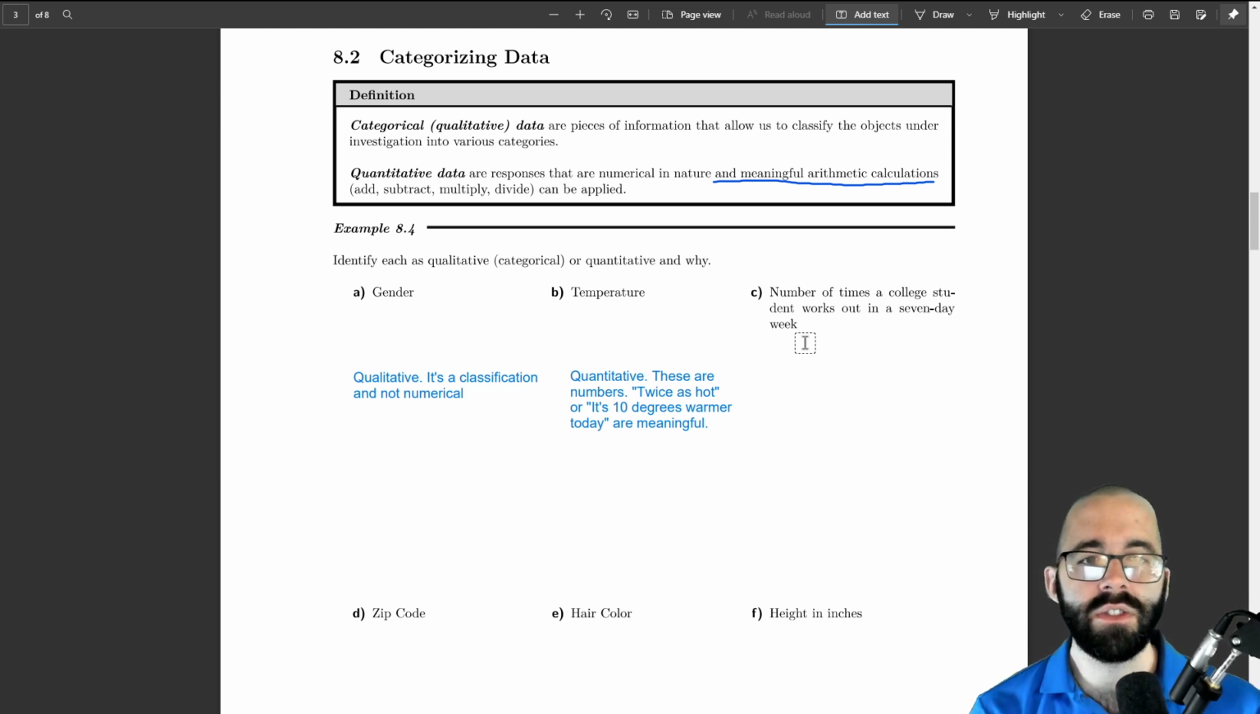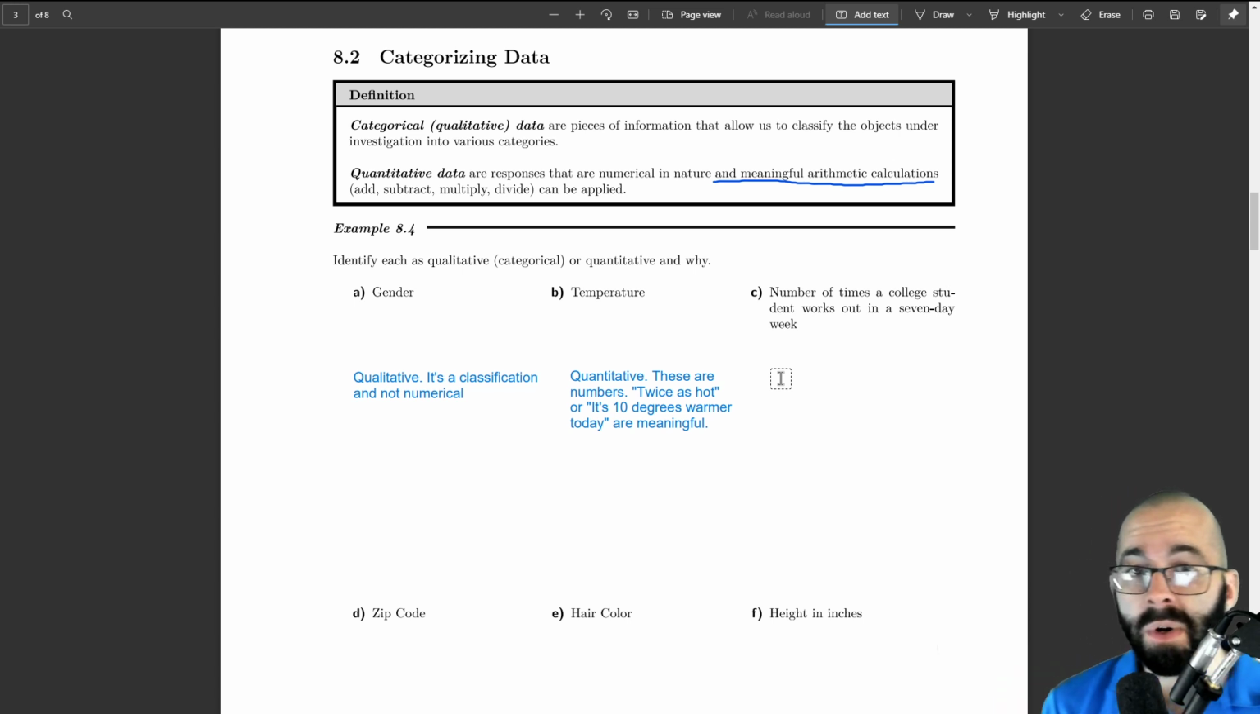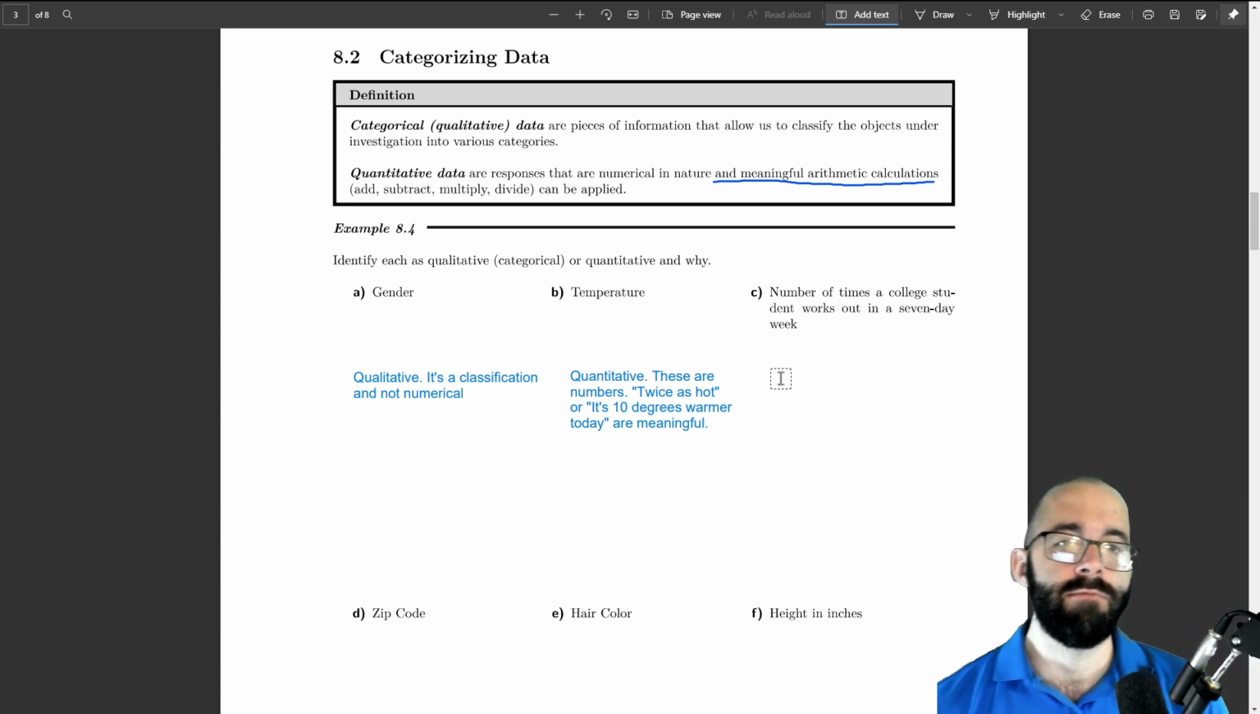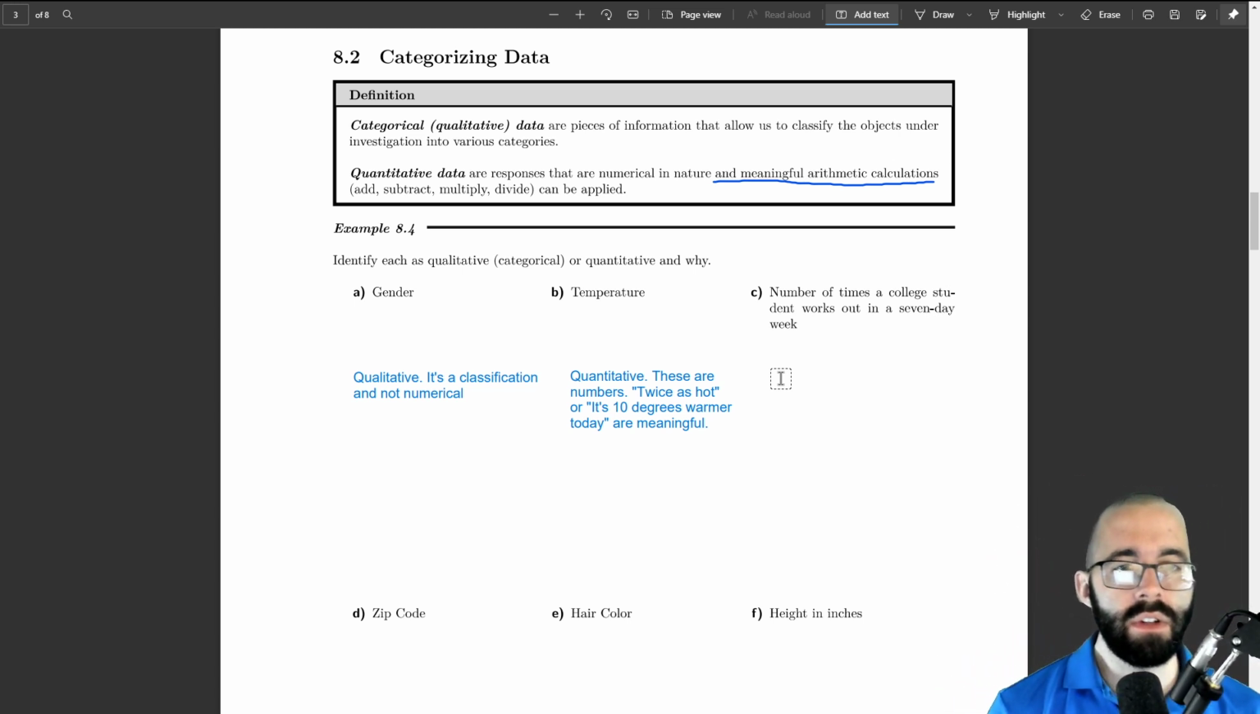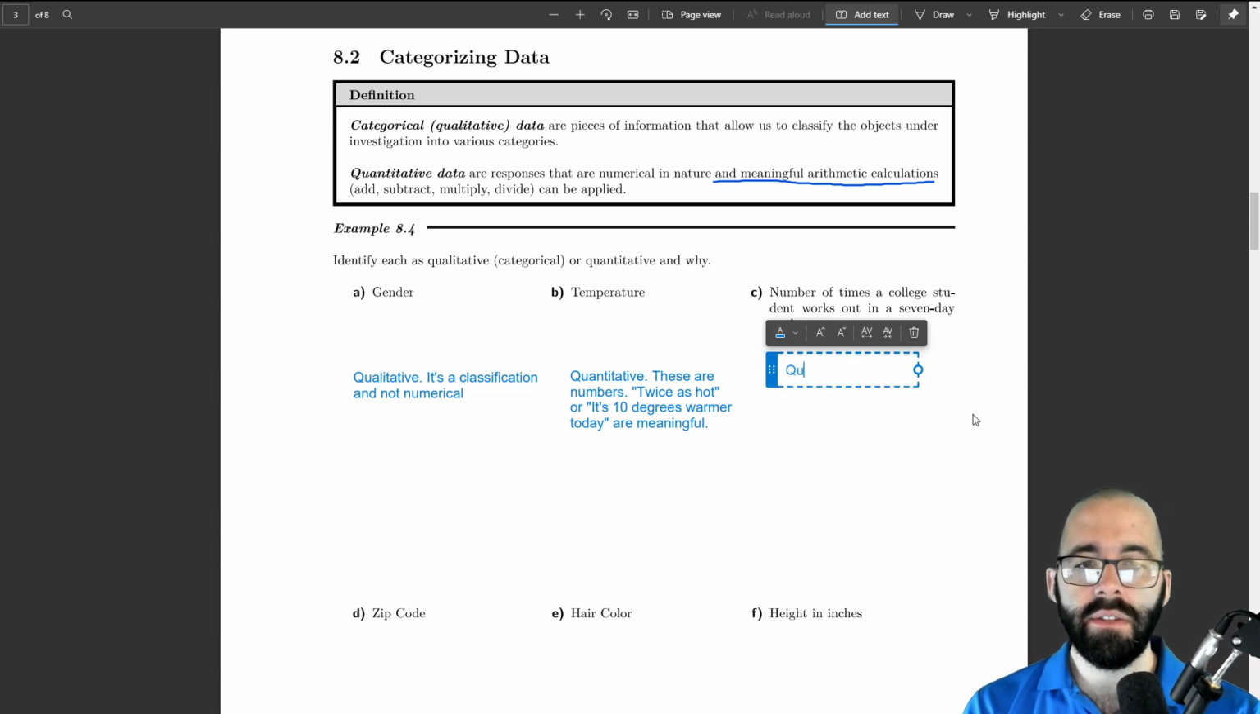A number of times a college student works out in a 7-day week. Okay, so we are numbers. So the question is, can we do meaningful arithmetic calculations? Number of times. Yeah, this is quantitative. Quantitative, still hard to type. Again, the answer in part B.